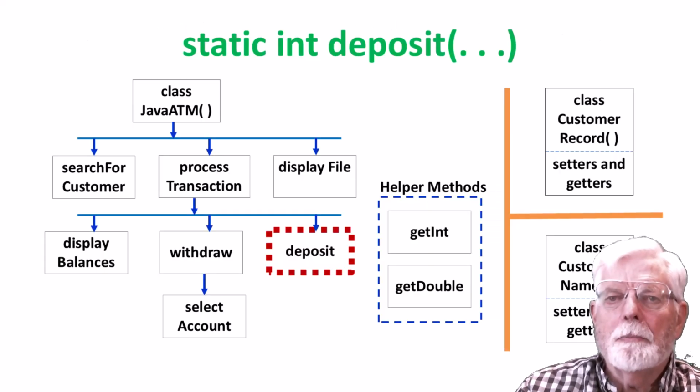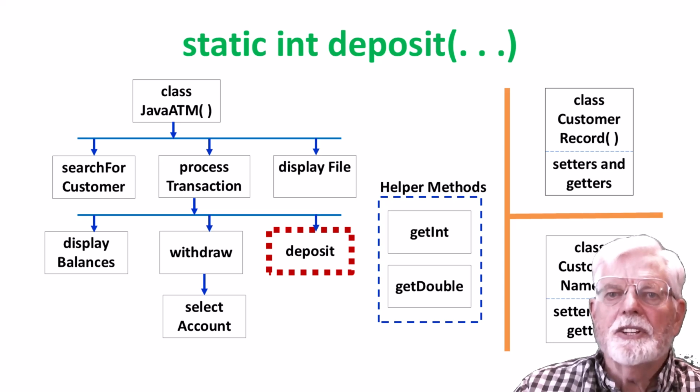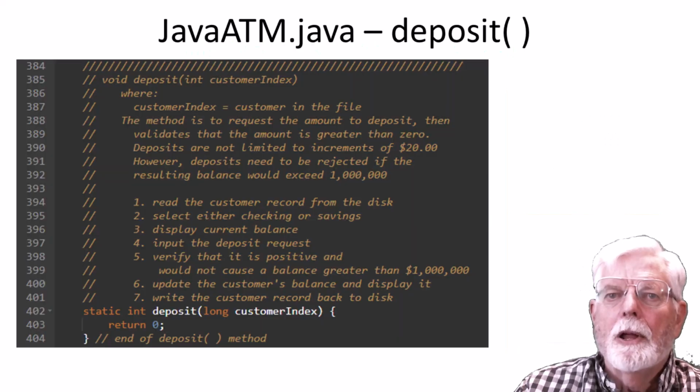The code for the deposit method needs to be written by each student as part of the lab assignment. The code for the deposit method is something you need to write for your lab project. Since it does not have any actual code in the method, I used a red dashed line around the project diagram. The deposit method is to request the amount to deposit, then validate that the amount is greater than 0. Deposits are not limited to increments of $20. However, deposits need to be rejected if the resulting balance would exceed $1 million.